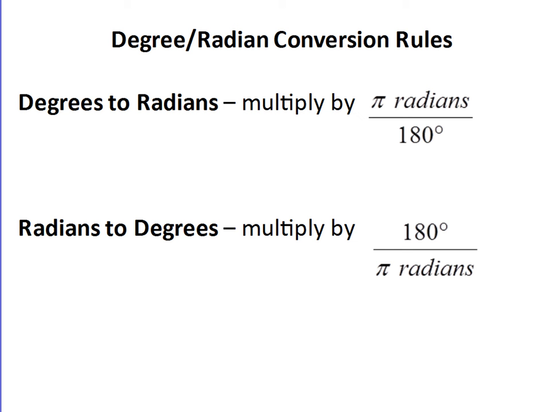Now, if it isn't one of those easy ones, we do have formulas to convert from one to the other. If you are in degrees and you need to be in radians, you can multiply by pi radians over 180 degrees. And if you're in radians and need to go to degrees, you multiply by 180 degrees over pi radians.